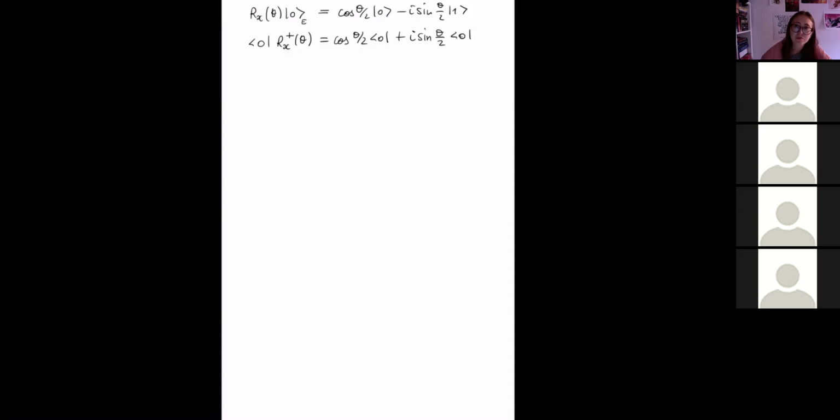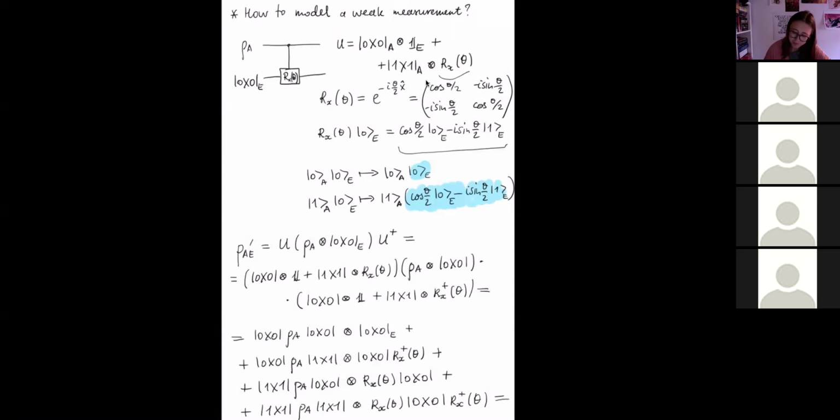Okay, so there was something in the chat. The question here is, if we chose theta equals k by pi, then this would correspond to a strong measurement. Yes, exactly, this is true. It's actually one of the questions in the exercise sheet. But exactly, if we choose theta equal to a multiple of pi, then this procedure would correspond to a strong measurement.